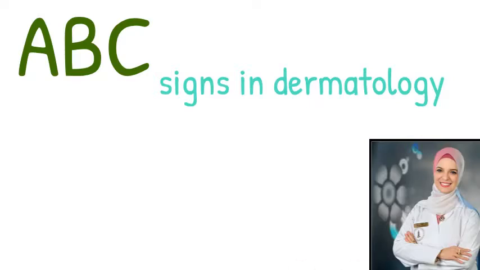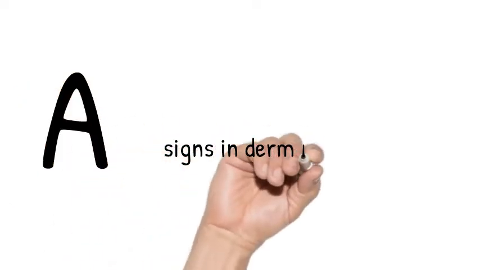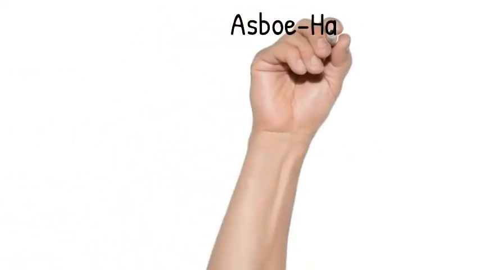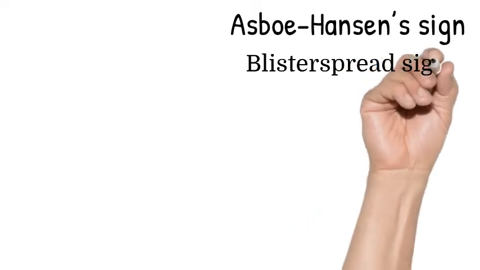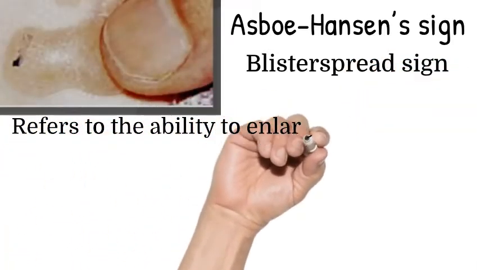I will talk about ABC signs in dermatology. Starting with A signs in dermatology. Asboe-Hansen sign, or called blister spread sign.